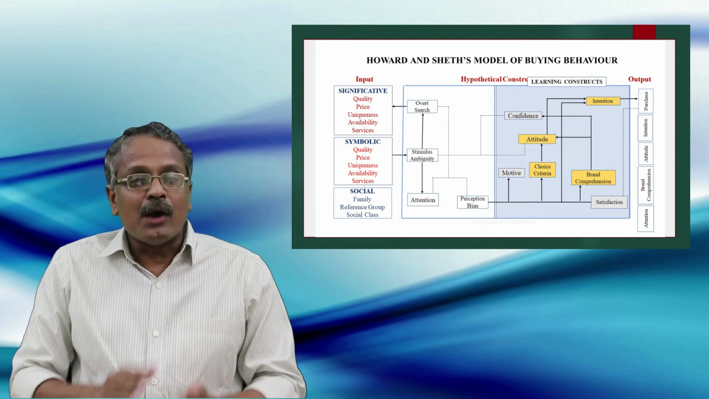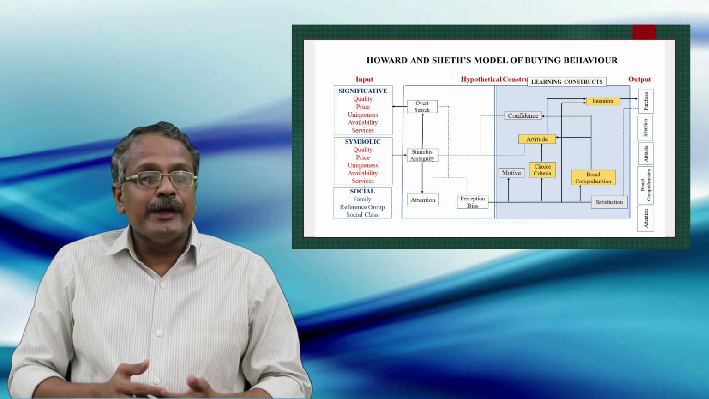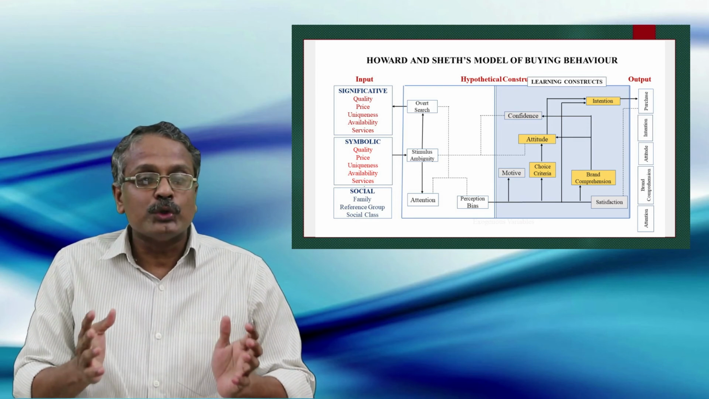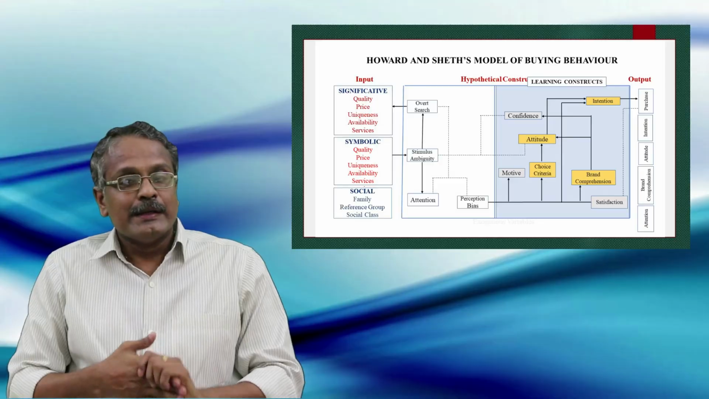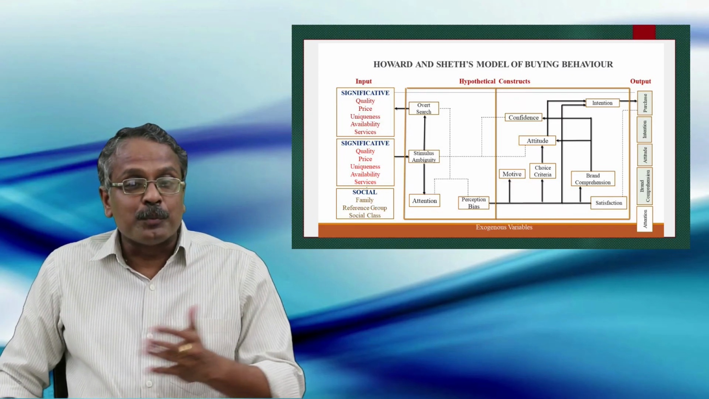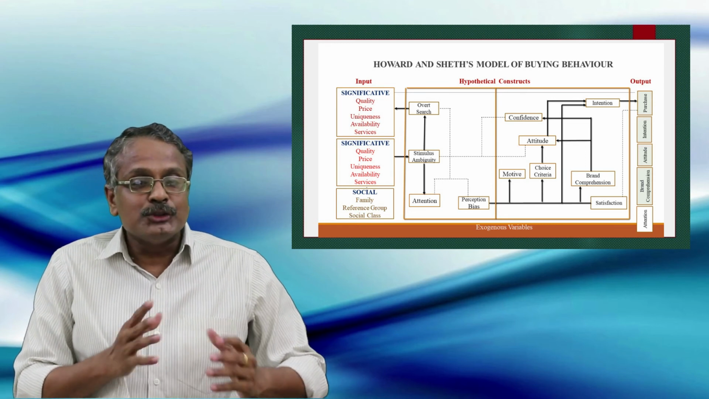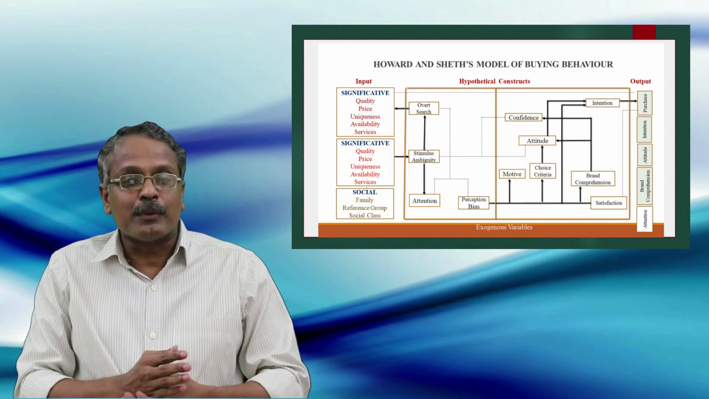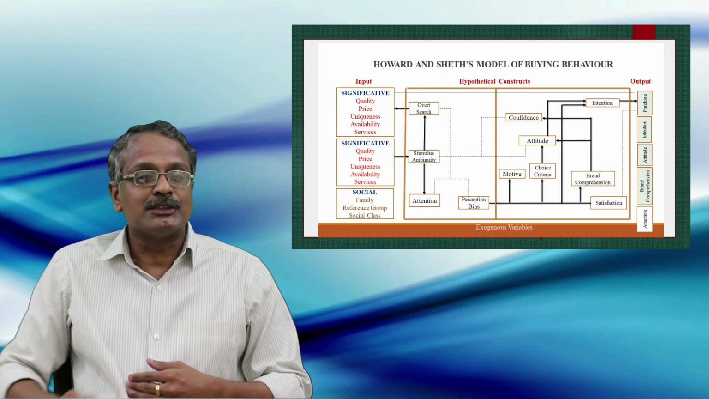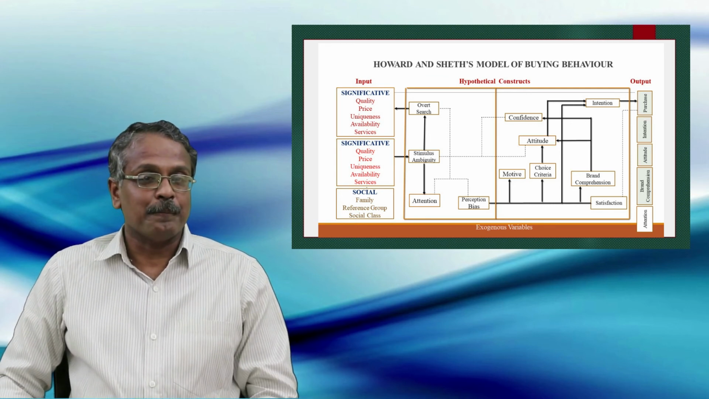It means that the Howard-Sheth model put forward different output options considering the circumstances which the consumer goes through during the process of decision making. Thus, the output under limited problem solving strategy may be brand comprehension, attitude, intention, or purchase action. The output attention is not possible under limited problem solving because the consumer has already acquired a clear idea about the product and there is no question of attention here. Therefore, he starts the decision process from brand comprehension.